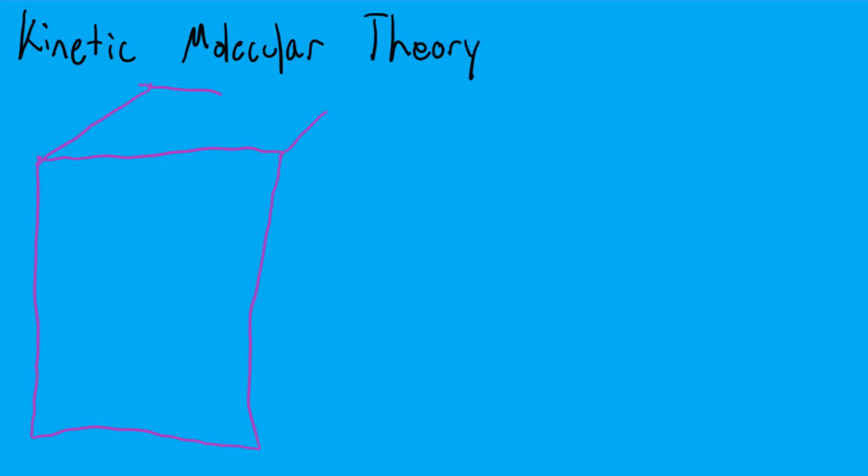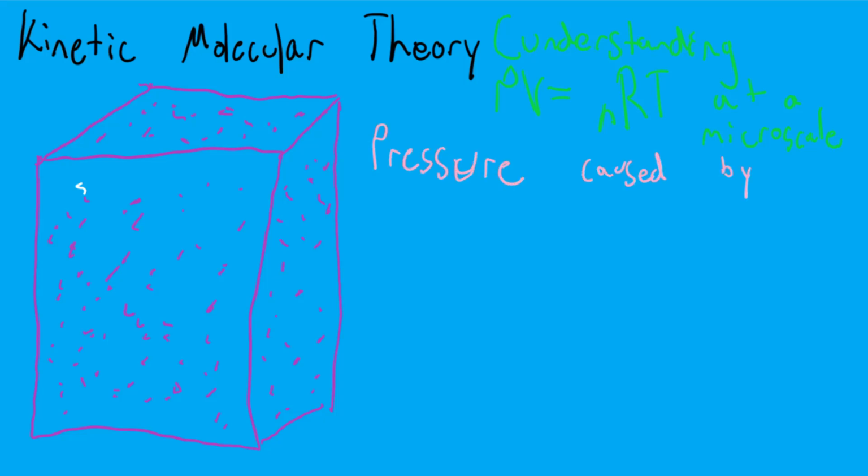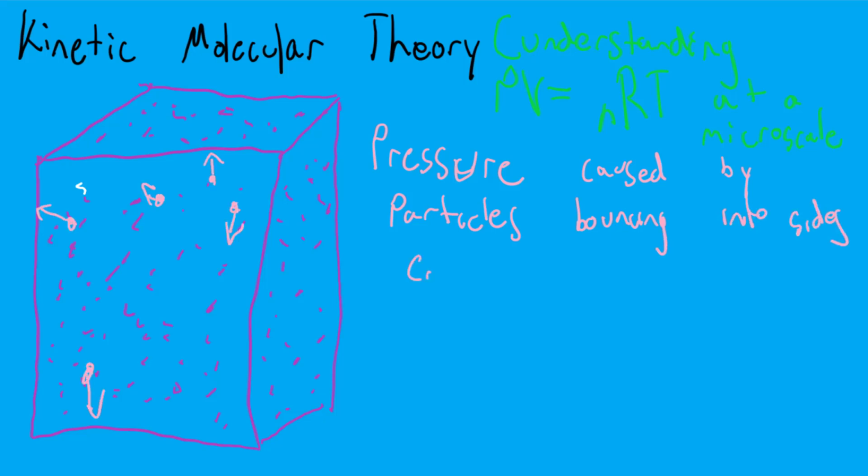Another important concept is the kinetic molecular theory, which looks at atoms at a much smaller scale. We are essentially understanding the equation PV equals N times R times T at a micro scale. Using this mindset, we can understand pressure at a deeper level. Pressure here can basically be thought of as particles bumping into the sides of the container. You can see that as these particles hit, they cause a force, which combined together causes the total pressure.